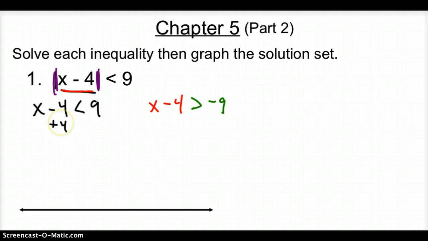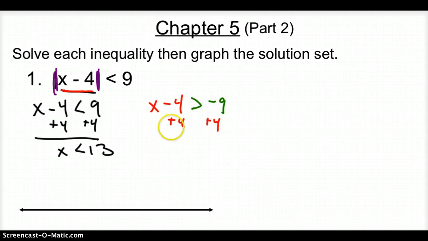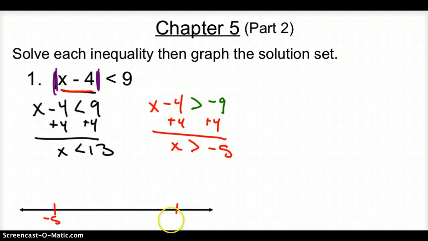So we add 4 to both sides to get x is less than 13. Here, let's solve the other one. We add 4 to both sides to get x is now greater than negative 5. So let's go ahead and graph this. We have negative 5 down here. We have 13 way over here. And then let's put 0 right smack dab in the middle.